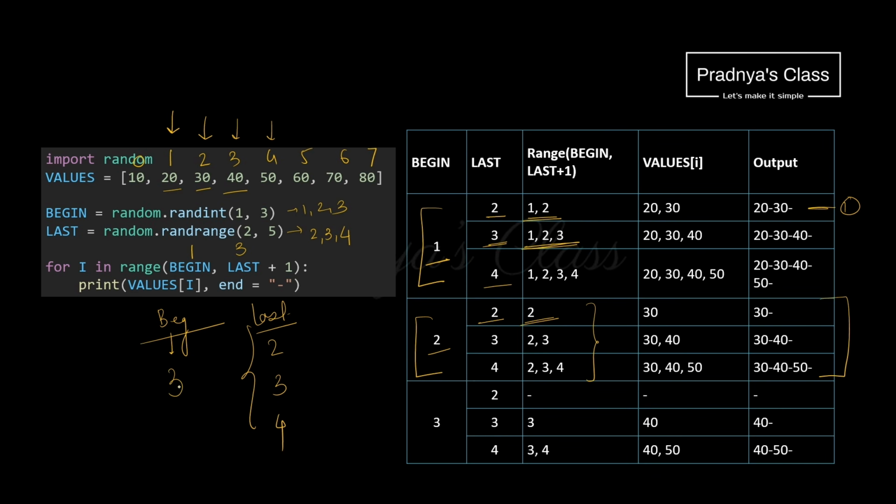Now it's time for the combination with the value 3. 3, 2; 3, 3; 3, 4. In case of 3, 2, no output you will get because the loop will not execute. 3, 3 means it will be 40 dash. 3, 4 means it will be 40 dash, 50 dash. So here are the outputs.